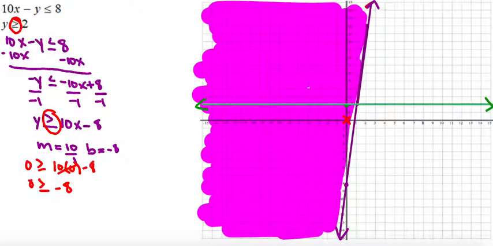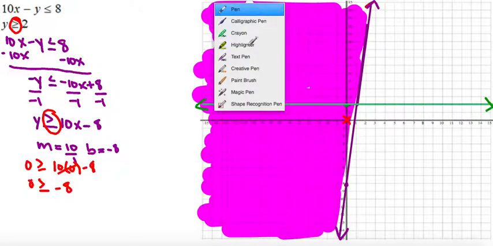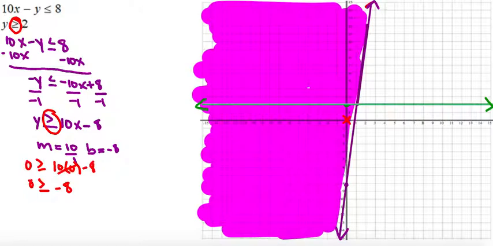Okay, and then I figure out which way to shade, either above or below the line. So to figure out the shading, I plug in 0 here. I have 0 is greater than or equal to 2. And that is not true, so I have to shade everything that's not below. So I have to shade above the line.